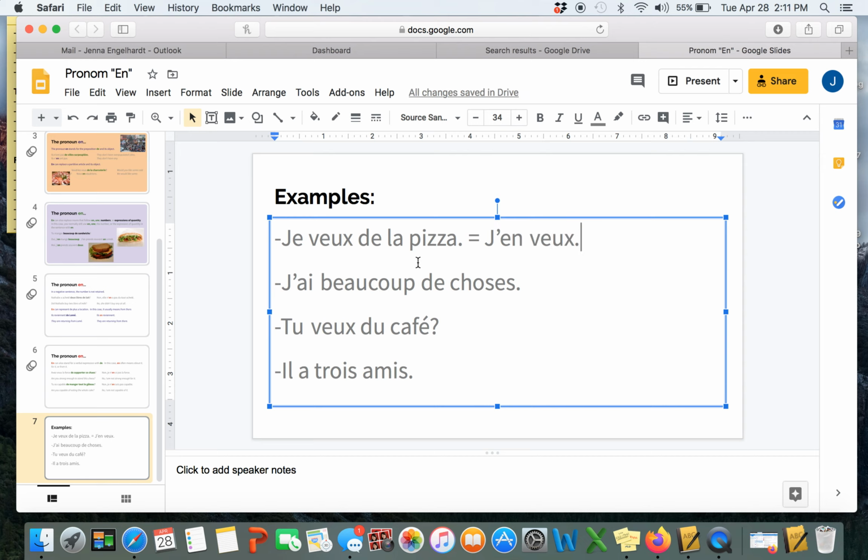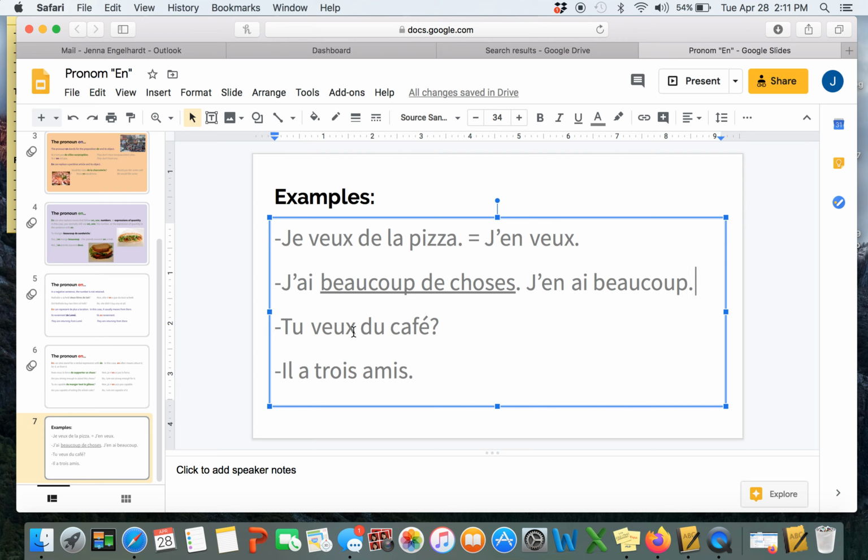That's it. Looking at the second one, j'ai beaucoup de choses. This is my expression of quantity. I have a lot of things. So I'm going to find it, change it to en, and then move it. It goes before my verb. So j'en ai. And then because I have an expression of quantity, my beaucoup, that is going to stay in my sentence to say I have a lot of them. If you have a number, a specific number, or an expression of quantity, it stays in your sentence.